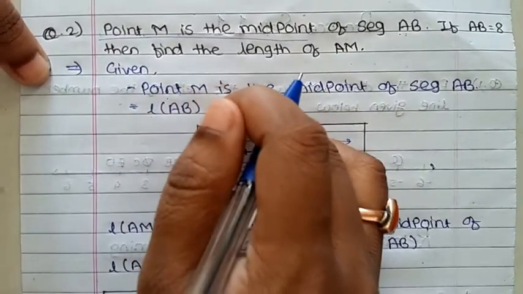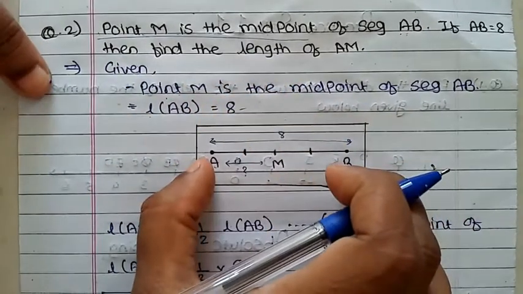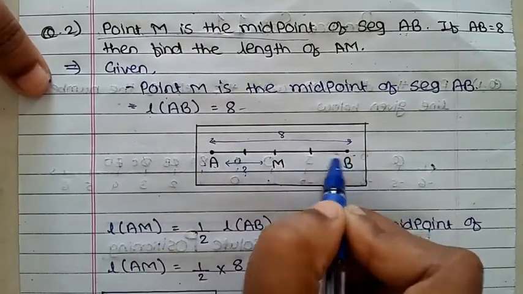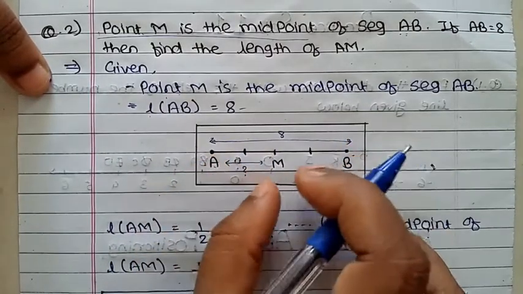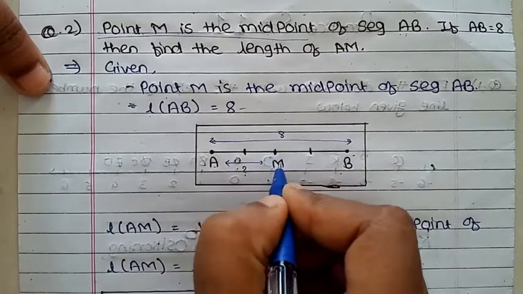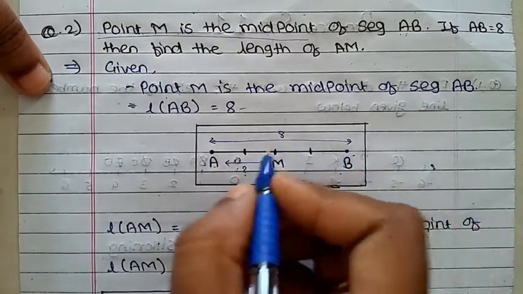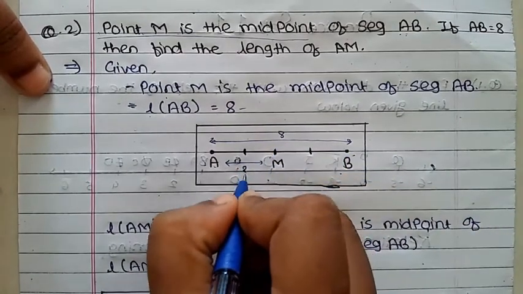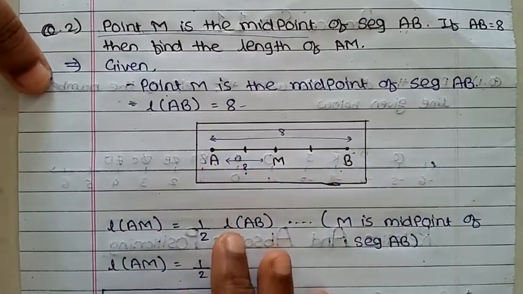First of all, we have to write down the given terms, and after that we have to draw a diagram, that is segment AB, and in between segment AB there is one midpoint, that is M. Okay, and we have to calculate AM here. So how to calculate this?